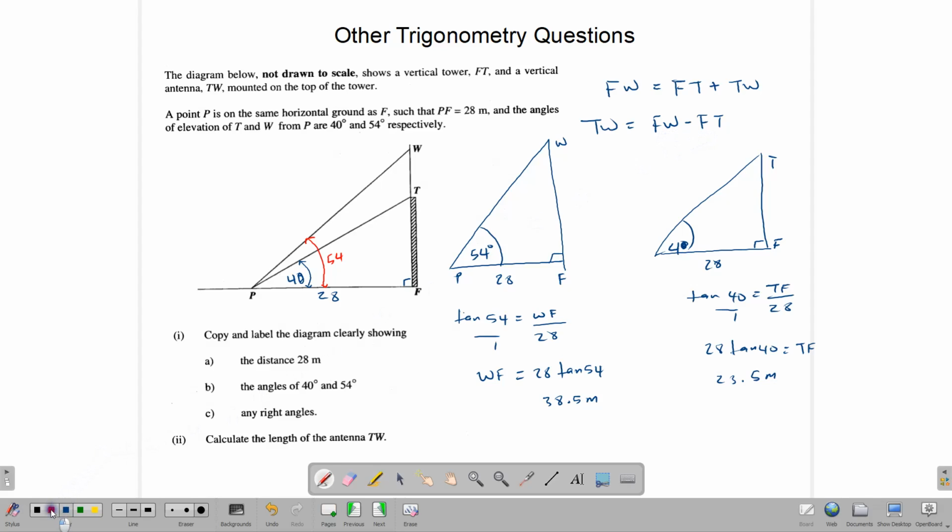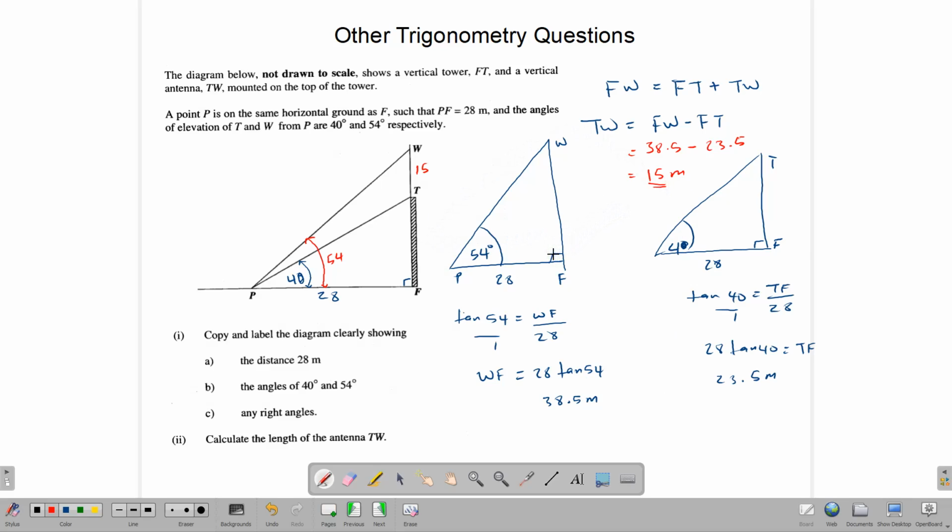So to finish our calculation in finding TW, TW would be equal to FW, which is 38.5, minus FT, which is 23.5. And doing that calculation gives us that TW is equal to 15 meters. So the height of the antenna here is 15 meters. Again, by separating your diagrams, make sure you put in your information correctly. Separate the diagrams, work them separately, break it down into smaller pieces, and you realize that the problem is not as difficult as it looked when you started.